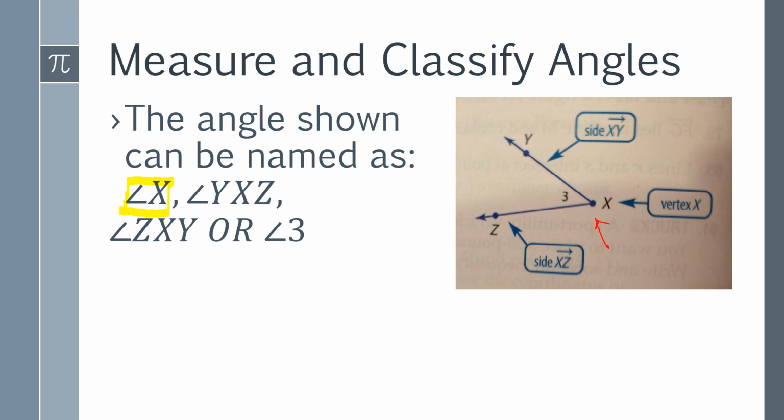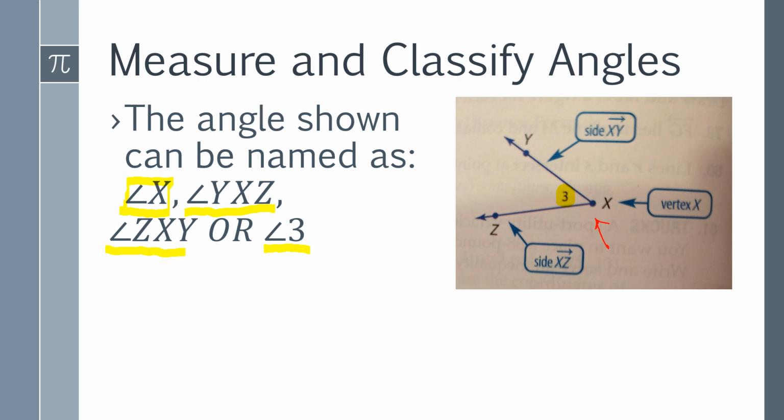If there was more than one angle in the picture, we would call this angle YXZ or angle ZXY. If the diagram has a number here, that's not a degree measurement. A degree measurement is going to look different than that. This is a name for this angle. That's angle 3.